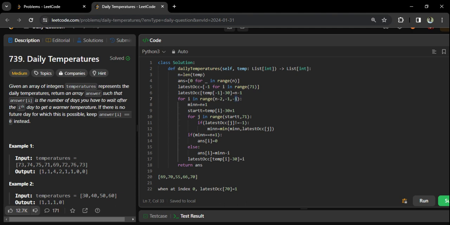Okay, from n minus 2 we are going to decrease the number till 0. Okay, that's what it means here. Okay, I'm declaring a variable called min. I am initially allotting it a value n plus 1.